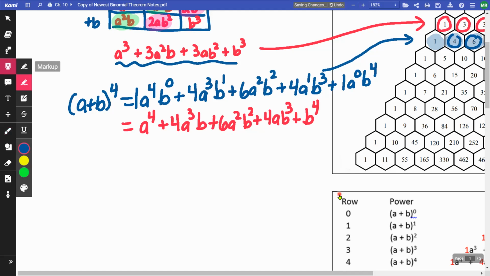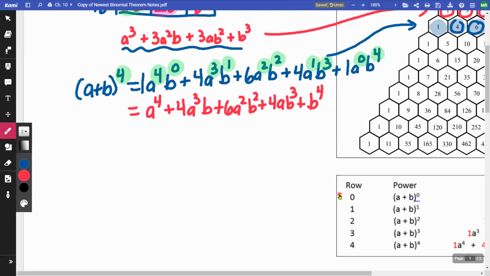Now, what I want us to notice, however, is, look at these exponents. 4 plus 0 is 4. 3 plus 1 is 4. 2 plus 2 is 4. 1 and 3 is 4. 0 and 4 is 4. Okay.